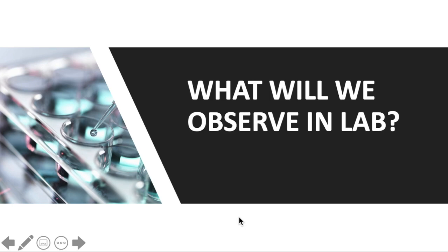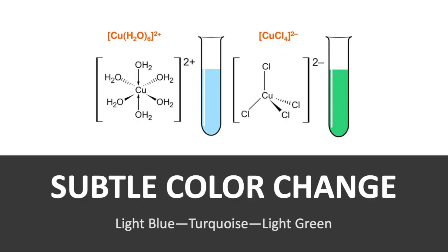In lab today, you're going to be looking at a reaction between this Cu(H2O)6 2+ complex ion and this CuCl4 2- complex ion. Now, this is a picture to illustrate that they have slightly different colors. This one is a light blue color, and then if you have a mixture, it turns out to be turquoise looking. And if we have primarily this chloride complex ion, then we get a light green color. I'm pointing this out. This is a subtle color change, so you really have to look carefully at it.